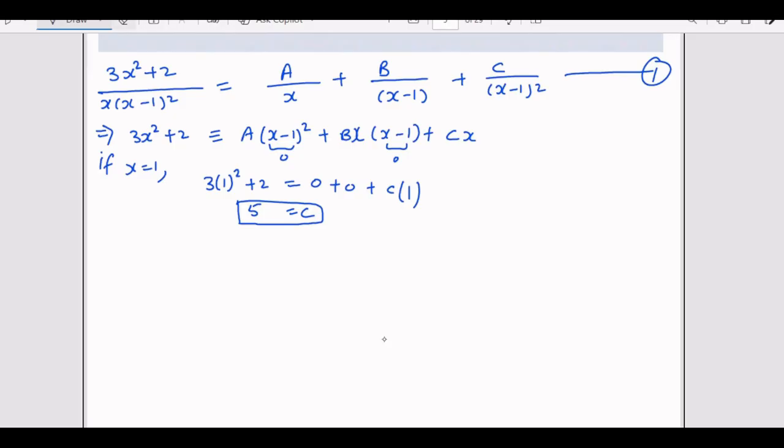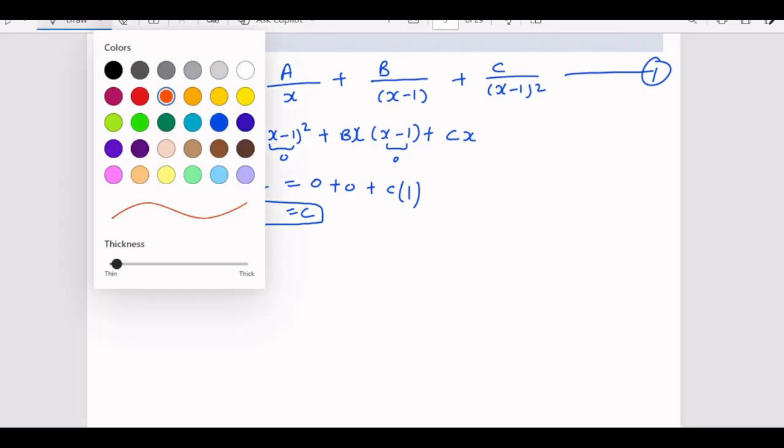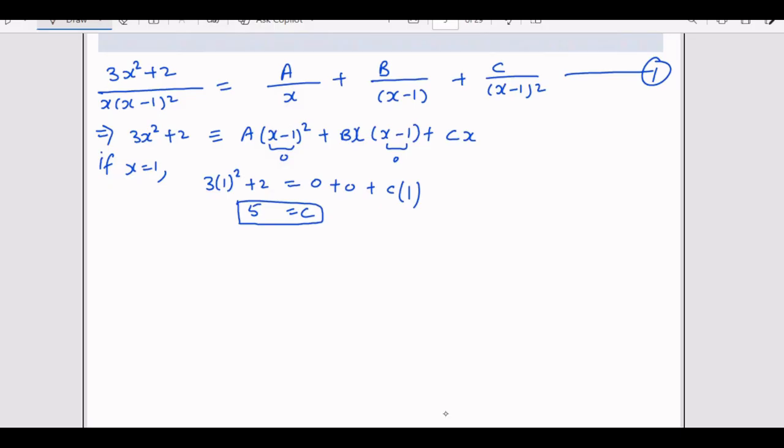Now using another factor to make it 0, if I put x as 0, let's say x is 0, then the left hand side is going to become 0 plus 2, equal to A into (0 minus 1) squared. Then this term, x is 0, so this will become 0, and this x is 0, so the third term is 0. So from here we get A is equal to 2, right? So we got A and C.